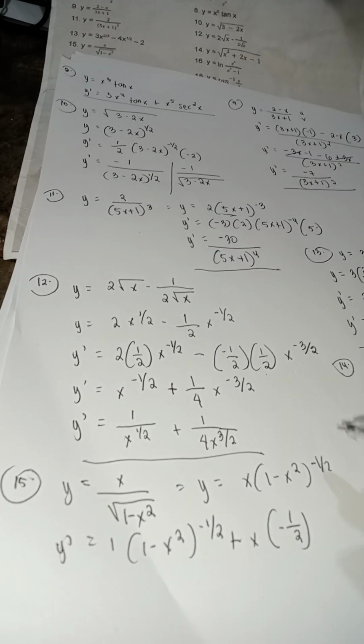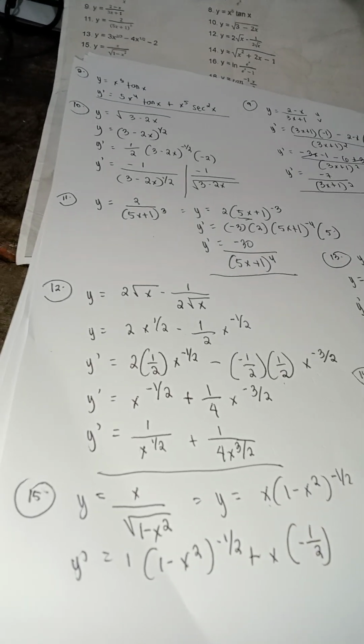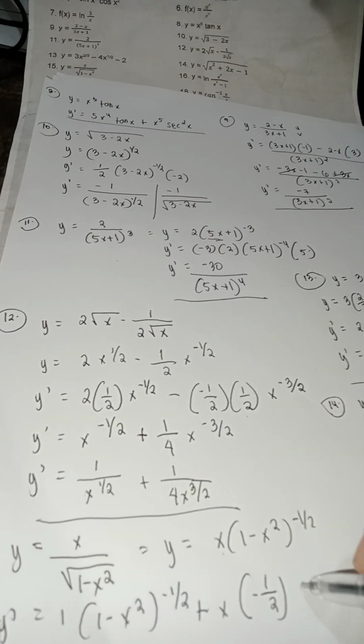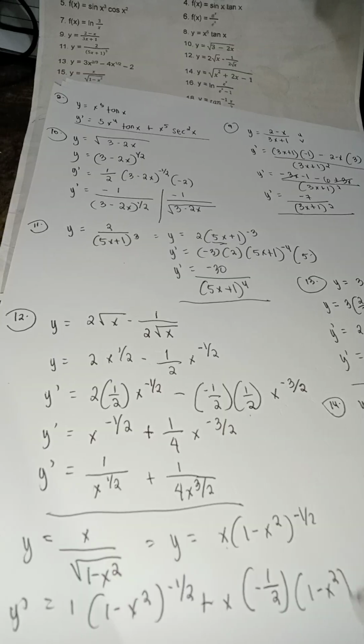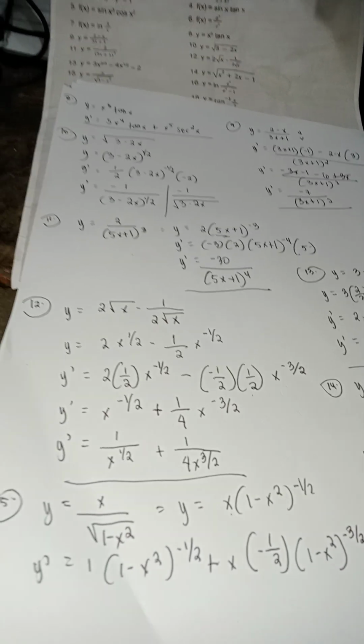Next, let's apply the chain rule to this part. So 1 half times (1 minus x squared) to the negative 3 over 2 times negative 2x. So next, we are going to simplify it.